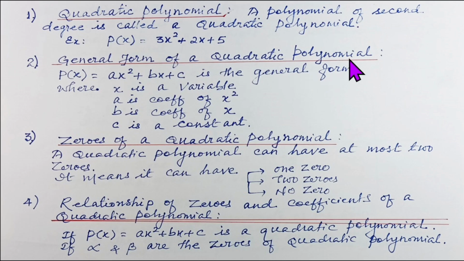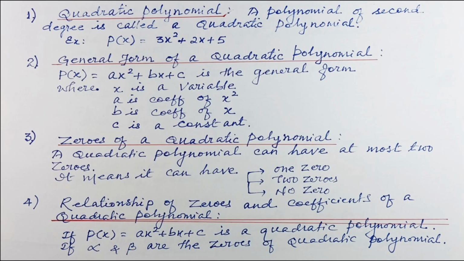Now, the general form of a quadratic polynomial, p of x is equal to ax squared plus bx plus c, is the general form of a quadratic polynomial because it is a second degree polynomial and the variable is x. So, x is a variable, a is the coefficient of x squared, b is the coefficient of x, and c is a constant, and therefore ax squared plus bx plus c is the general form of a quadratic polynomial.